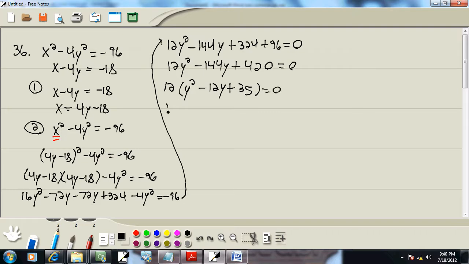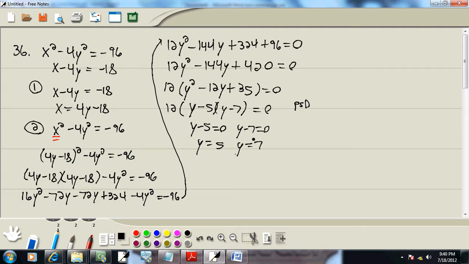Equal to 0. Well, this factors using the PSD method. It's (y minus 5) times (y minus 7) equals 0. Now, zero factor property. Get 0 on one side, you factor the other side, you can set each factor equal to 0. Now we're solving for y, so it doesn't do us any good to set the 12 equal to 0. So I'll set the y minus 5 equal to 0 and the y minus 7 equal to 0. And we get y is equal to 5 and y is equal to 7.